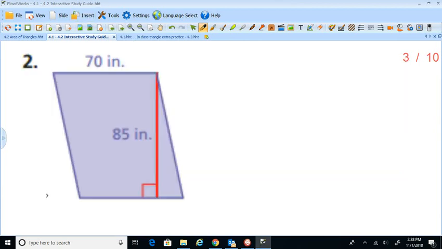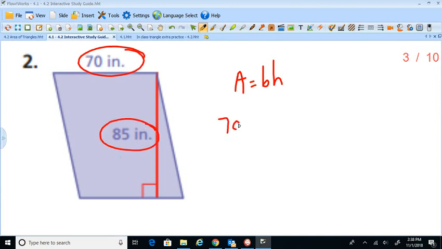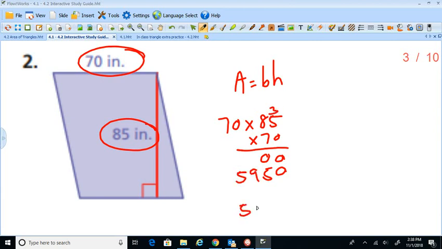Problem number 2, parallelogram. So again, area is equal to base times height. Base is 70 inches. The height is 85 inches. So 70 times 85. Work that out. We get 0, 0, 0. 7 times 5 is 35. 56 plus 3, 59. 5,950 square inches.